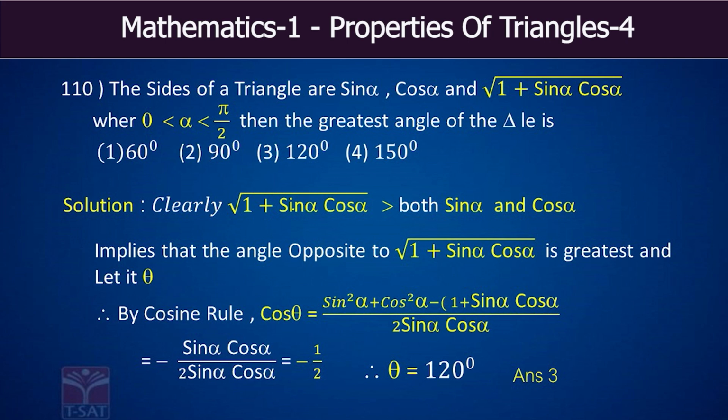So by cosine rule, cos theta is equal to sin square alpha plus cos square alpha minus of 1 plus sin alpha cos alpha, by 2 sin alpha cos alpha. So that is minus sin alpha cos alpha by 2 sin alpha cos alpha, which is equal to minus 1 by 2. So theta is equal to 120 degrees. The correct option is 3.